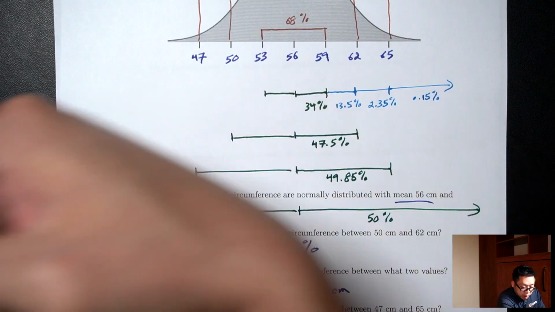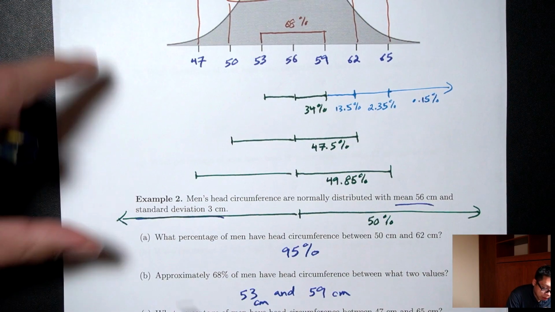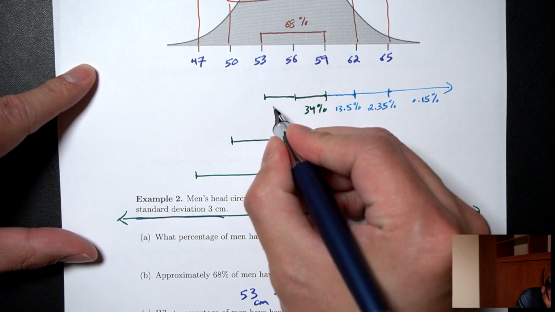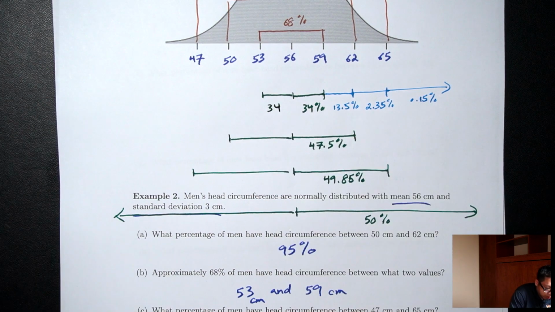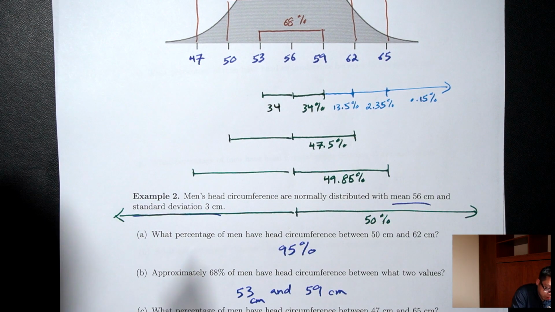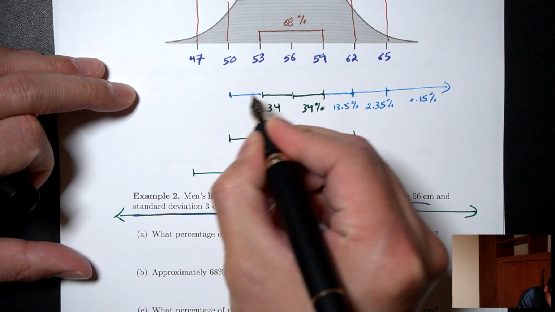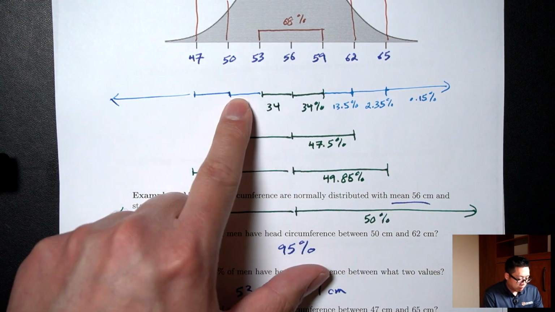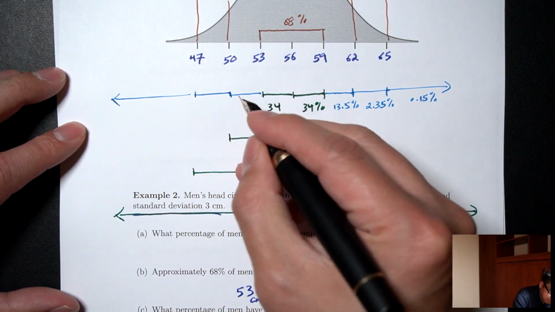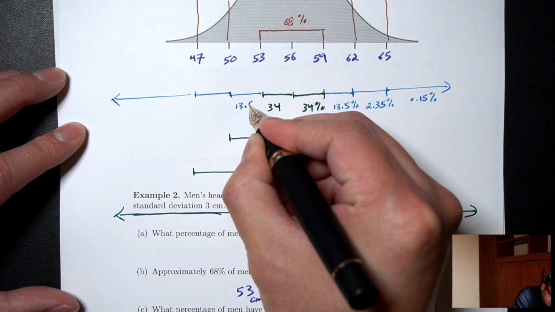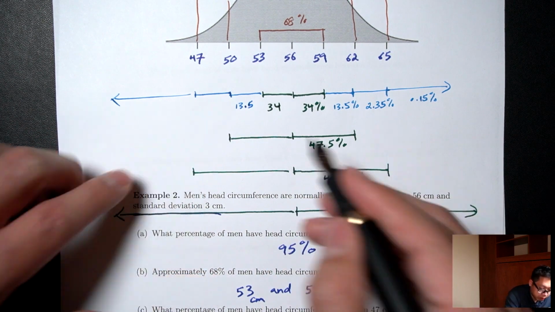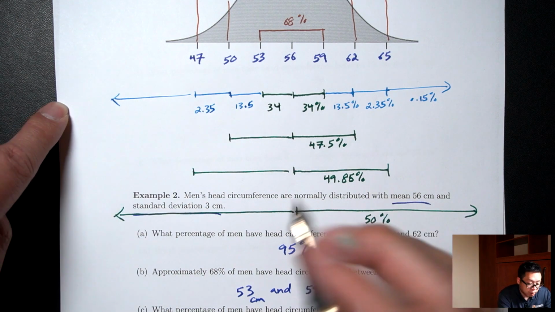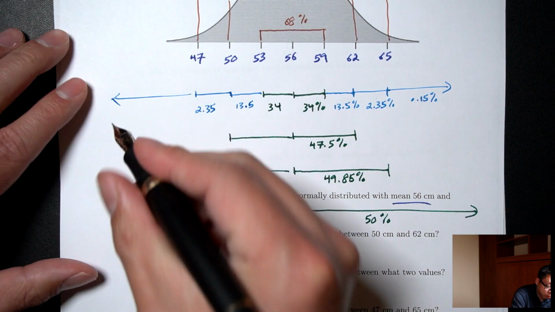And then we have the same numbers on the other side. So I will write them. That's 34, so that's 34. Let me write these other small pieces. So that piece, and then the piece all the way to the left. That piece is going to be 13.5. This piece is going to be the 2.35. And then 47 all to the left, it should be the same as that piece, 0.15.